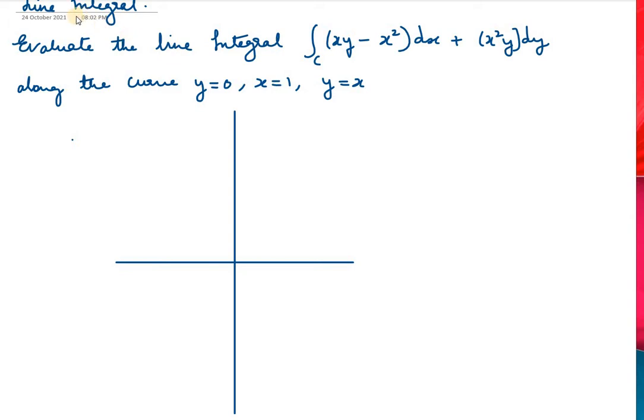Then next, x is equal to 1. So let us draw the graph of this. Suppose this is the point 1 on the x-axis. You draw a line which is parallel to the y-axis and passing through x is equal to 1. Then for y is equal to x, you can construct a table.